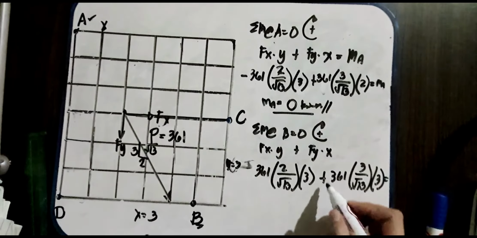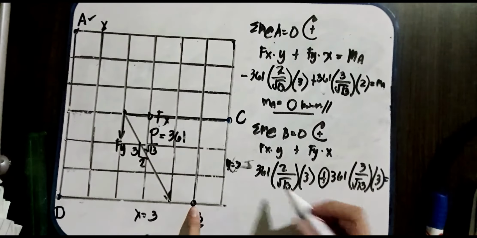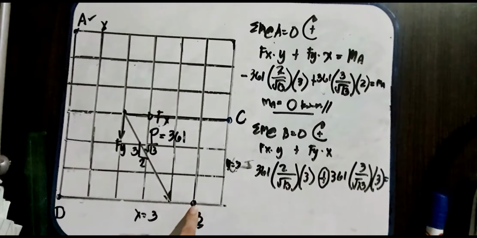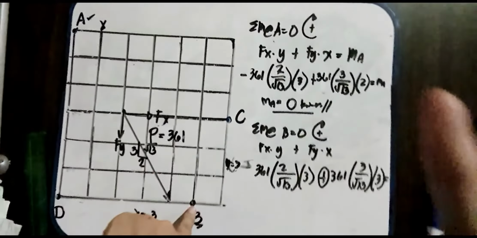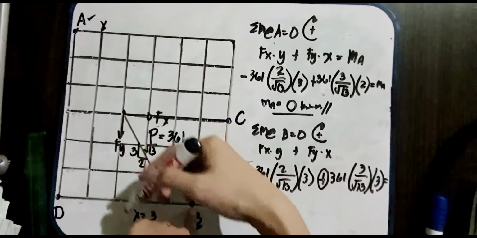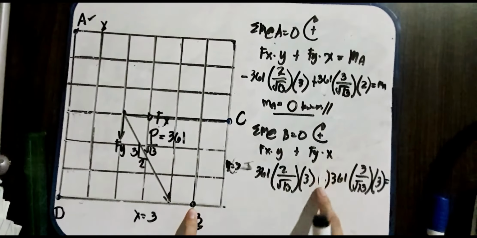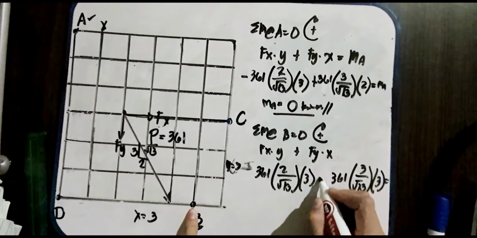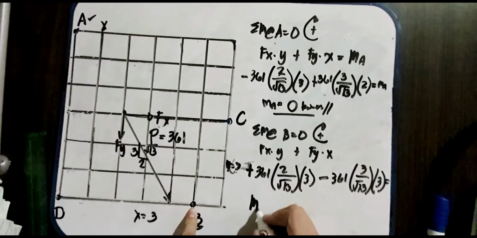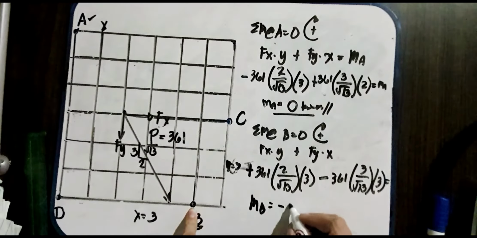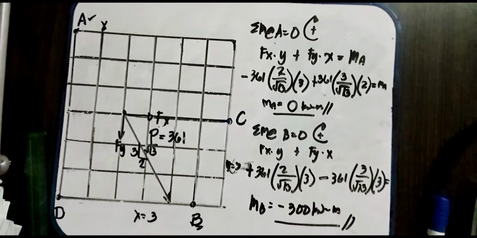Pero we have to understand that ito, assume lang natin. So i-check natin yung points nito. If this is fx, so that is positive. How about yung fy natin? Fy natin is, iikot siya saan? Pag ganito yung ikot niyan, pababa. So that is counter. So ibig sabihin, itong y natin will become negative. How about this one will become positive. So your moment B is equal to negative 300 kilonewton meter. So that is your moment B.